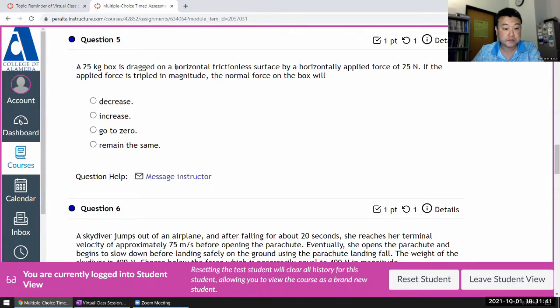A 25 kilogram box is dragged on a horizontal frictionless surface by a horizontally applied force of 25 newtons. If the applied force tripled in magnitude, so 75 newtons, the normal force of the box will remain the same. Those two are perpendicular directions. They don't affect each other. If the applied force was at an angle or vertical, then the normal force might change, but as you apply horizontal forces, vertical forces were already at net zero, gravitational force and normal force being the same. No matter what you do in the horizontal direction, it doesn't affect it.